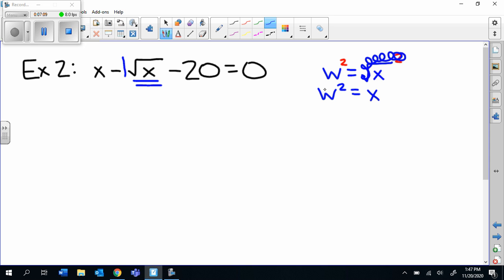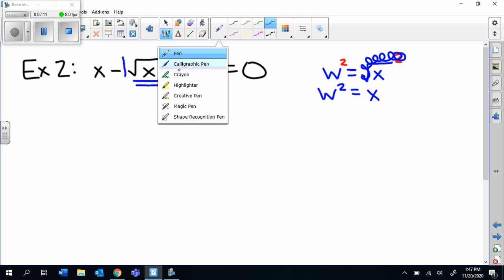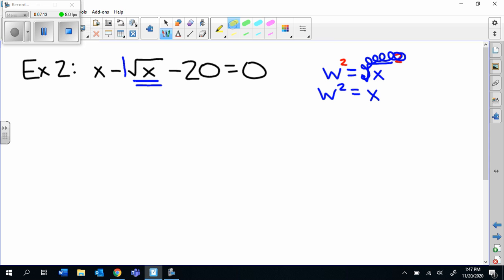So this, bear with me here while I color code everything. This piece here is always going to be what you get after you square it. And when you substitute, you're always going to get something nice looking that looks like something we have factored in the past. So, because of this recorder, I can't erase that, so sorry.